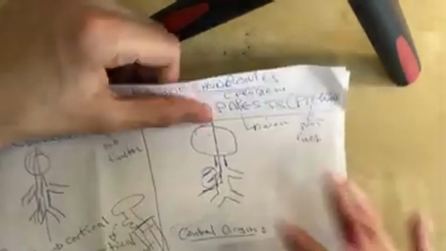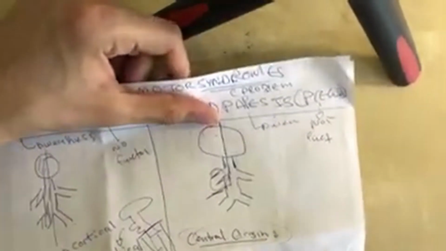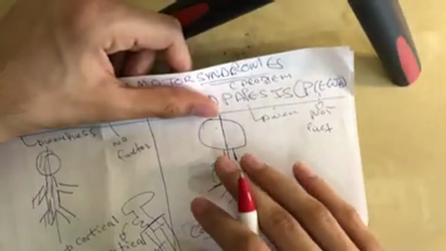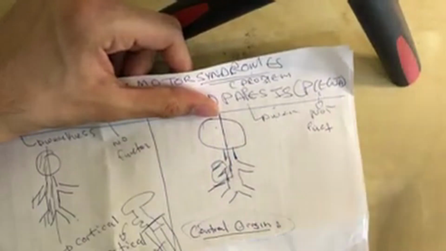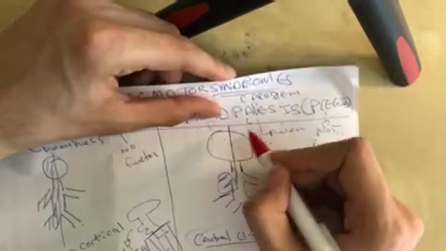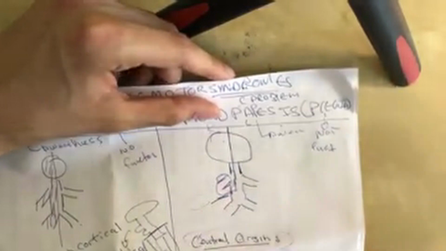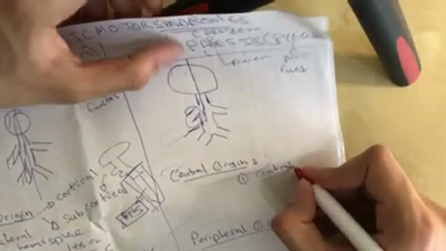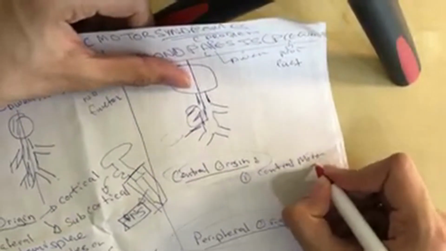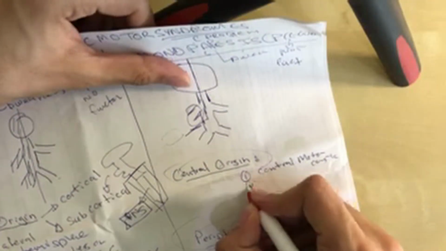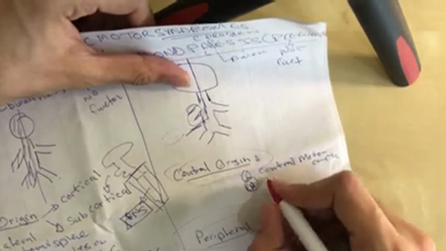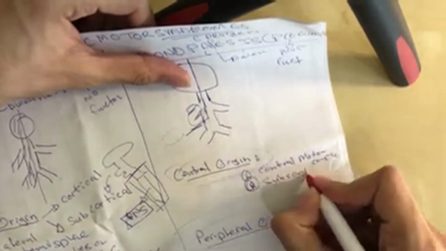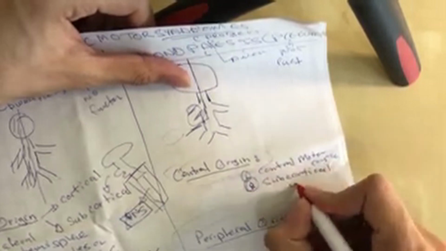I want to speak a little bit about the central origin, what is going to be occurring here. It's going to be caused by a lesion occurring in your contralateral motor cortex. Like we spoke about, if the lesion occurs on your left side, then the manifestation will be on your right muscle. So the contralateral motor region, the contralateral motor cortex. The second thing I would like to add is that it can be of the subcortical white matter.